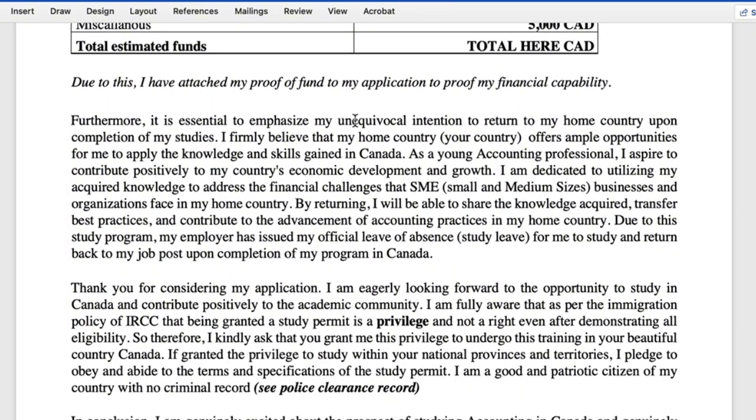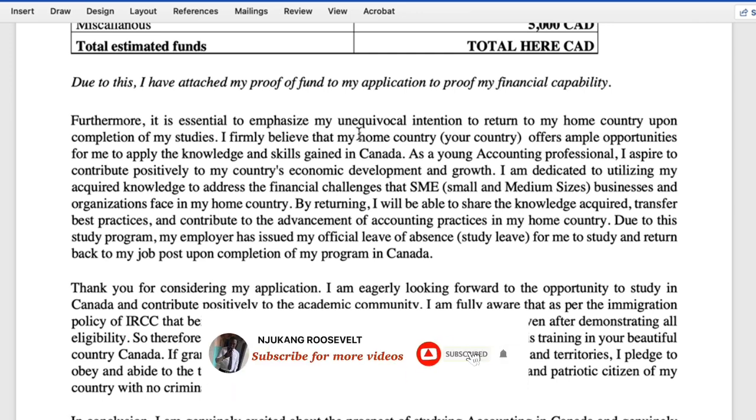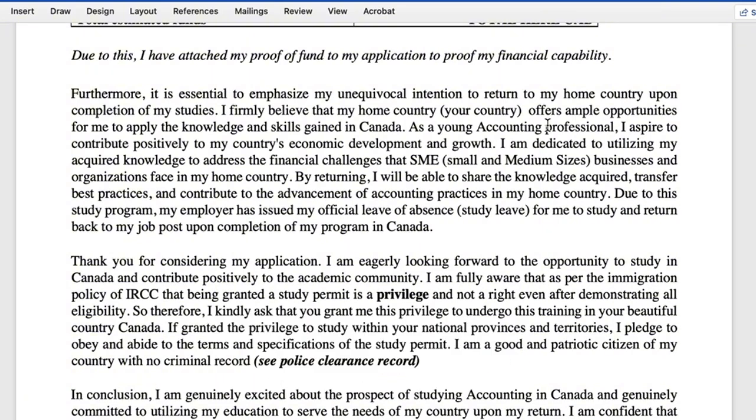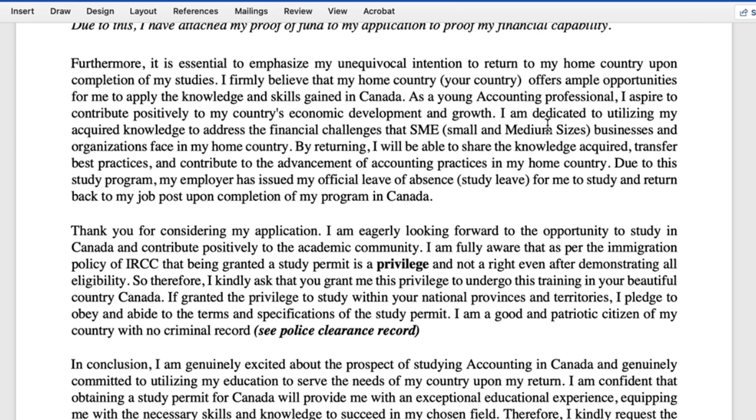Furthermore, it is essential to emphasize an unequivocal intention to return to my home country upon the completion. This is very, very important. As you already know, you must always indicate that you are going there to study and then come back to your home country. Guys, you can just read this. This is very, very interesting.